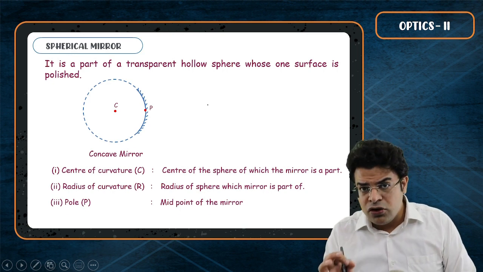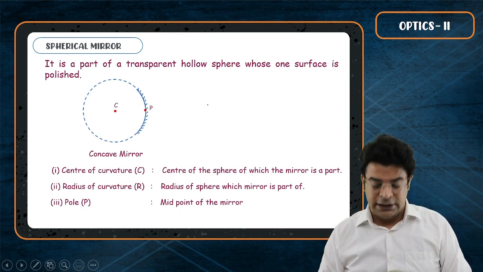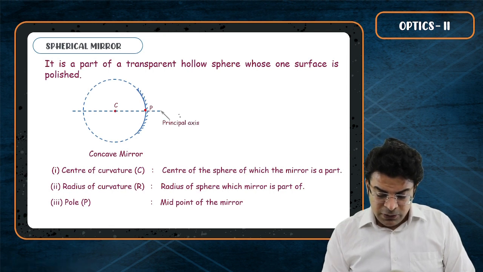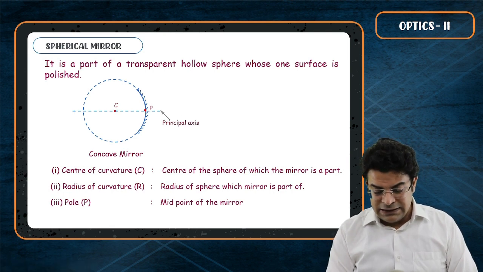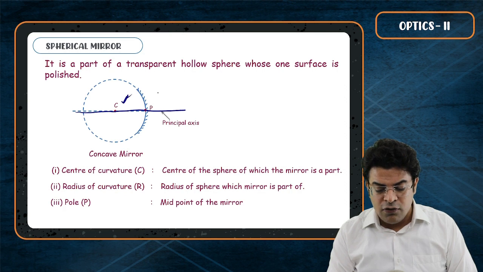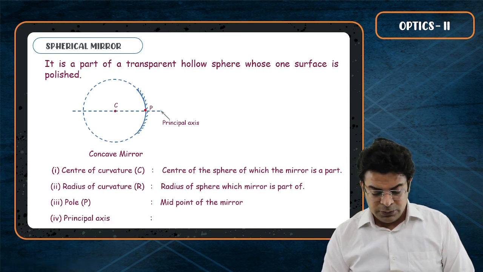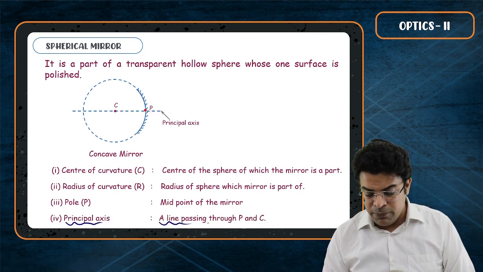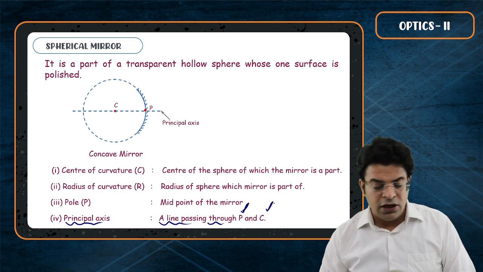The next terminology we need to understand is called principal axis. Now what is principal axis? Principal axis is this line joining the center of curvature and the pole. So what is principal axis? Principal axis is a line passing through the pole and center of curvature.